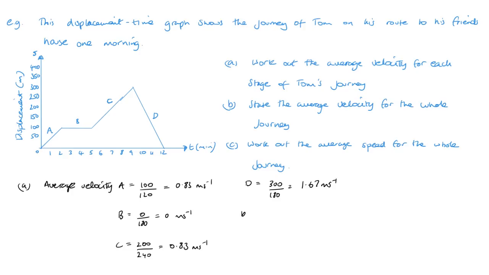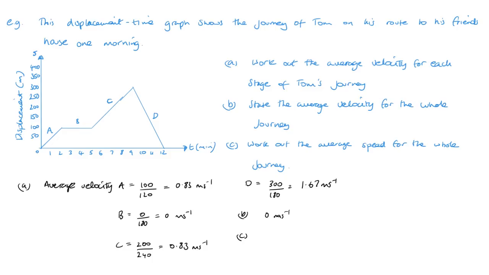Let's look at part B. State the average velocity for the whole journey. So you can see here, he started here and he ended up here. So his displacement is 0. So with a displacement of 0, his velocity will also be 0. So we can just state that.